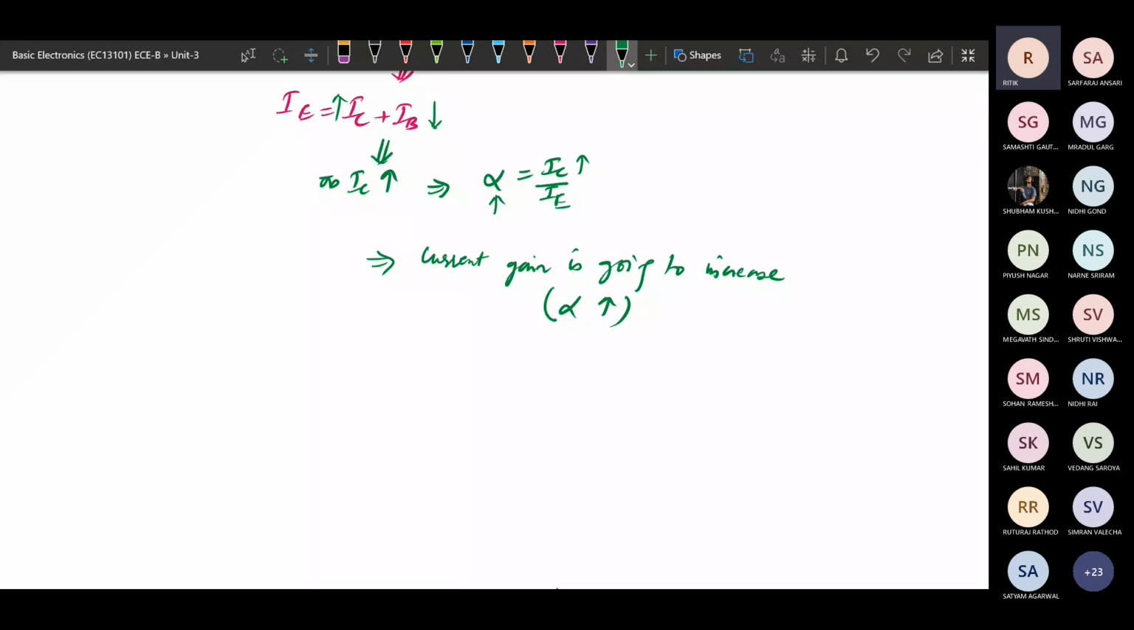Once we go to the amplifier application, we will analyze all the concepts and see how the early effect or the base width modulation is going to affect the overall circuit operation. Okay, so this is all about today's class. We will see the next concept, BJT working as an amplifier, in the next class.